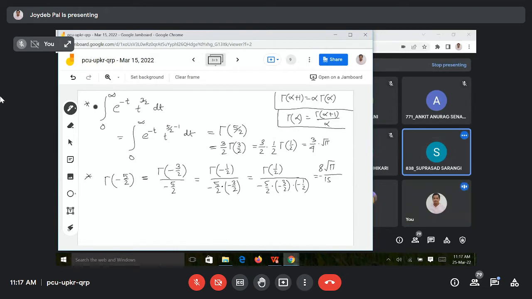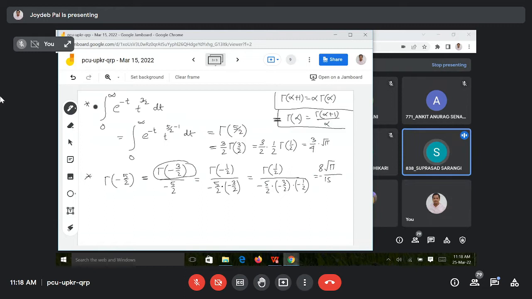Sir, can you explain from that second star, gamma of minus 5 by 2? Okay, I am applying the second formula, this one. So you assume alpha is equal to minus 5 by 2 in that formula. Then what will be the right side? Minus 3 by 2. Okay, so next step, again you apply the same formula for gamma of minus 3 by 2, means alpha is equal to minus 3 by 2.